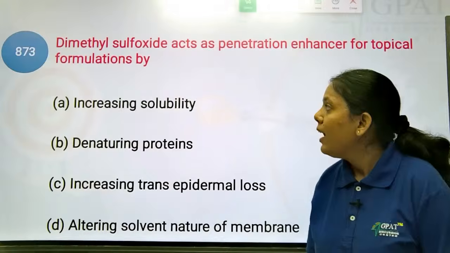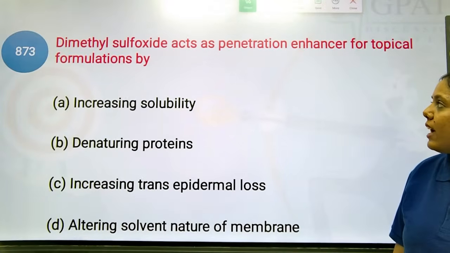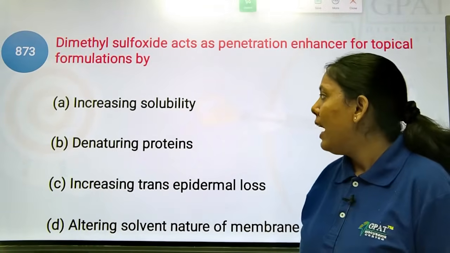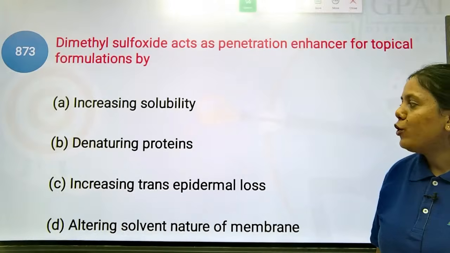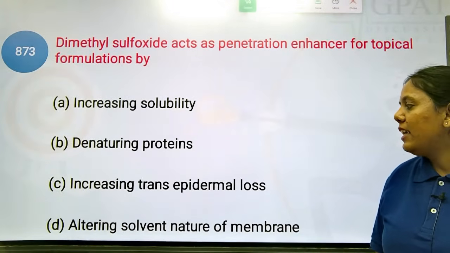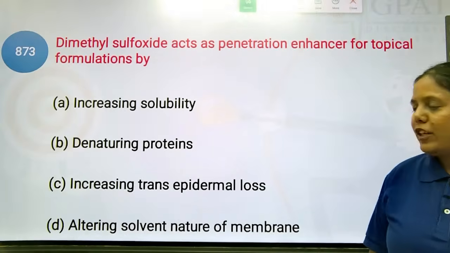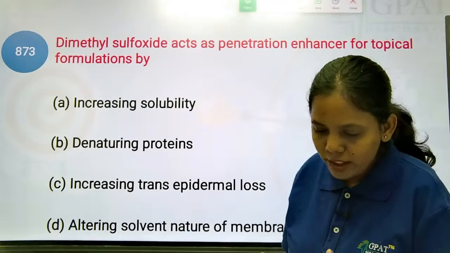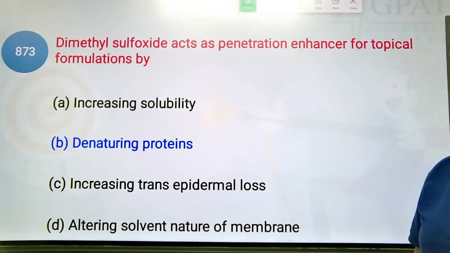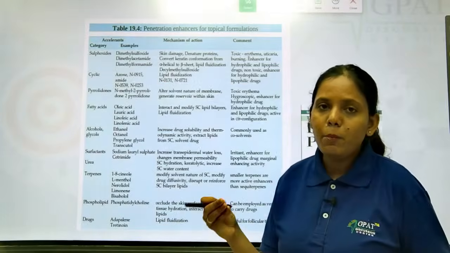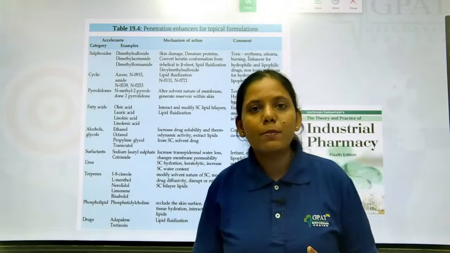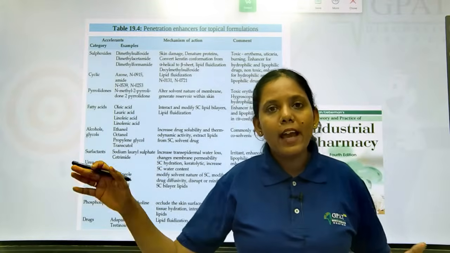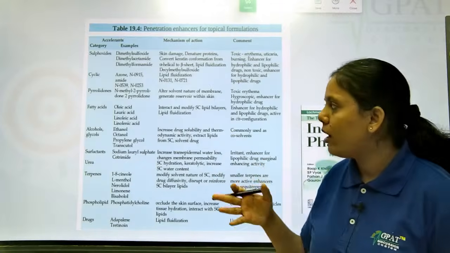Very good. Next is, dimethyl sulfoxide acts as penetration enhancer for topical formulation by increasing the solubility, denaturing proteins, increasing transepidermal loss, or altering solvent nature of membrane. Altering solvent nature is by pyrrolidones. What is your answer? Very good. Option B. It will disturb the protein structures because skin has proteins, and it will not entirely disturb them, it will just create a path so that your drug can go inside.